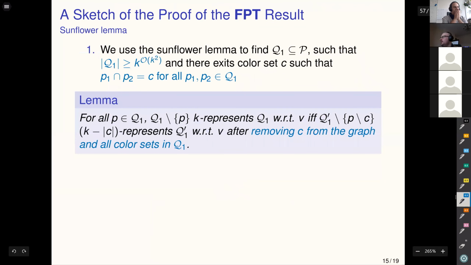Okay, so the first step is we find such a sunflower, and we only restrict ourselves to finding an irrelevant color set in this sunflower. And once we have all the sets intersecting precisely in some color set C, now we can actually show that because we are only looking for an irrelevant color set inside of these color sets, we can completely remove the colors in C from the whole graph. And if we can find a redundant color set in there, the irrelevant color set in this new instance after removing C, plus C, will be irrelevant in the original one.